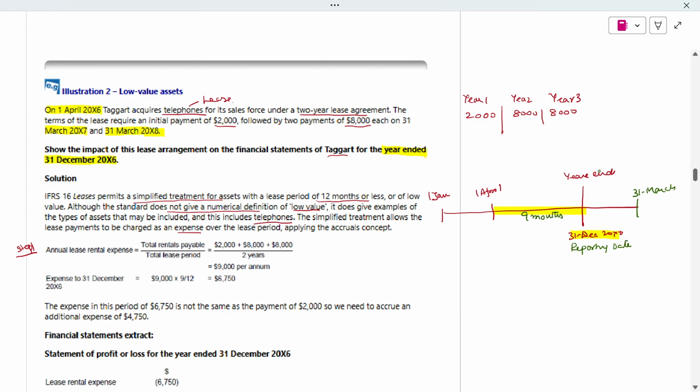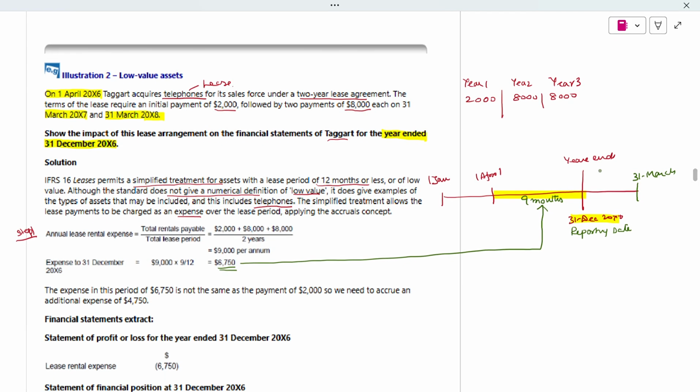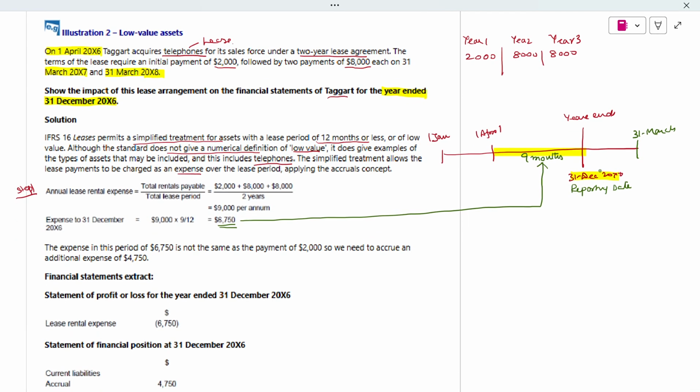In the reporting date, we have to take it for how many months? 9 months. Are you clear about this? Yes. Dates are very important. Even if they are paying the average 9000, they will account it for 9 months only. The expense for the period is how much? 6750 is not the same as 2000.